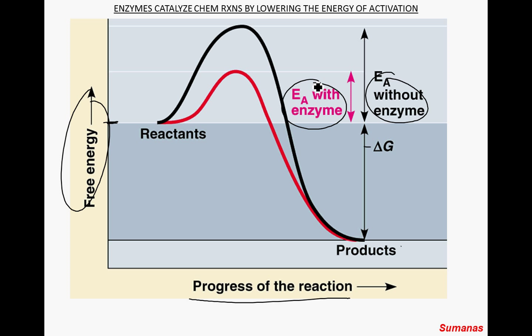This E sub A with the enzyme right here, this difference helps us get to a definition of what all enzymes do. Enzymes, yes, are catalysts to reactions, but the strict definition of what enzymes do is that they lower the E sub A, or the energy of activation, for reactions. And by lowering that E sub A, it makes it more likely that those reactants will be converted into products. So again, the definition of enzymes is that they lower the activation energy for reactions.